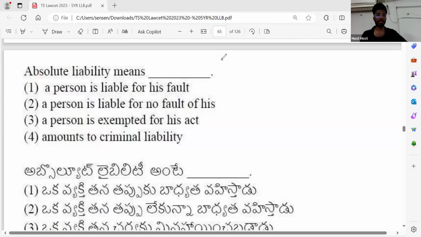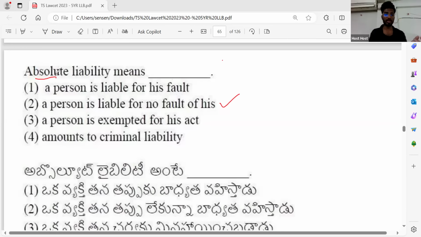So in absolute liability, what happens is that a person is liable for no fault of his, which means even though his fault is not there, he will be made liable. That is why it is called absolute liability, right? Whether your mistake is there or not, it is completely immaterial, you will be liable. In which cases will this happen? Whenever you are holding any hazardous substance and you are making profit out of it.